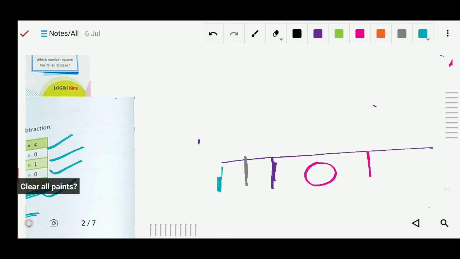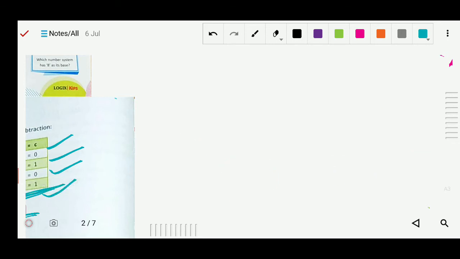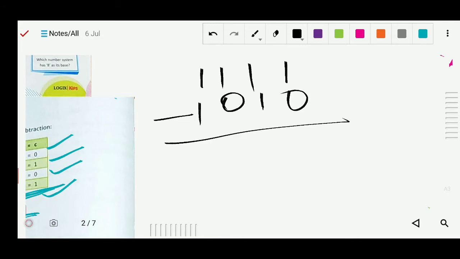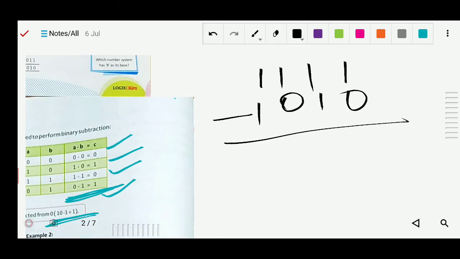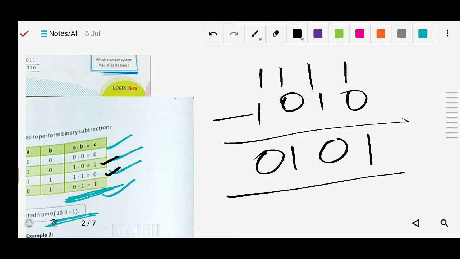So the first question I am taking from your examples, from the book example, which is given: 1111 and 1010, and you have to subtract it. So what you have to do, you can see with the table also, 1 minus 0, see here, 1 minus 0 is your 1, so write 1. 1 minus 1, you can see 0, so write 0. 1 minus 0, again 1, 1 minus 1, 0. So this is your answer. Understood? Now next, one more question we will do.